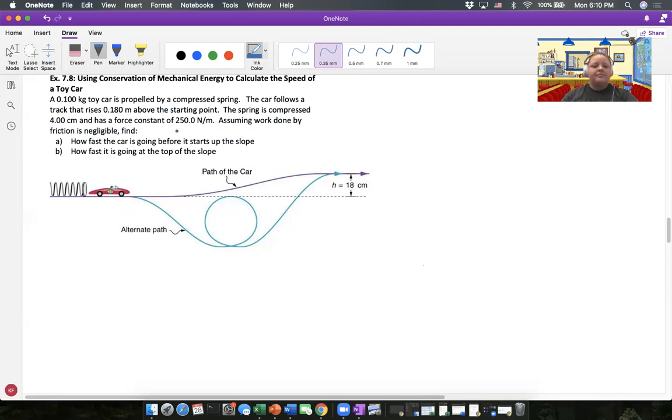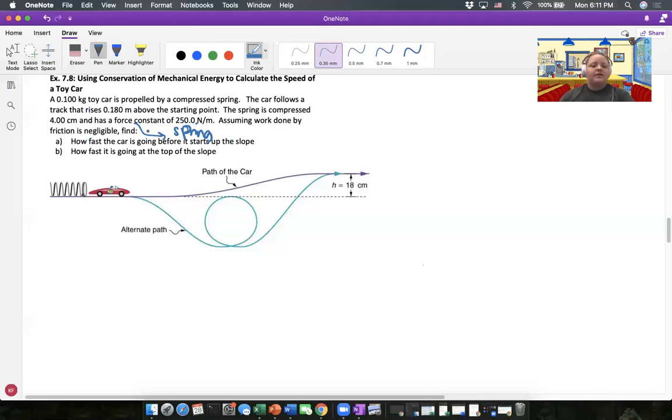Oh, a force constant, sorry, like a spring constant. That threw me off. Okay, so spring constant, there we go, of 250 newtons per meter. And we are assuming work done by friction is negligible, so we're not going to worry about that. And so we need to find the following.